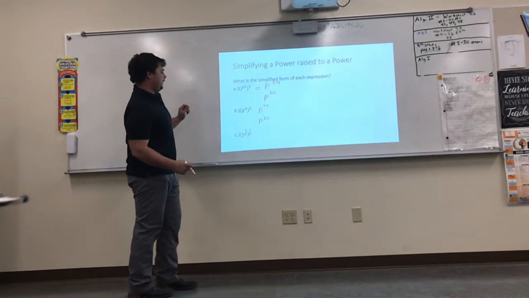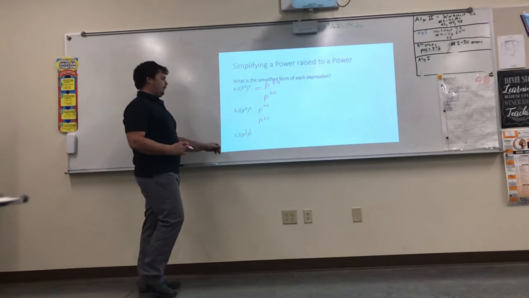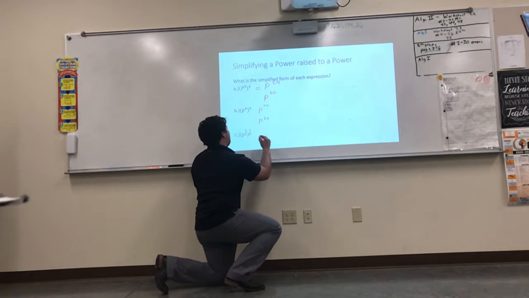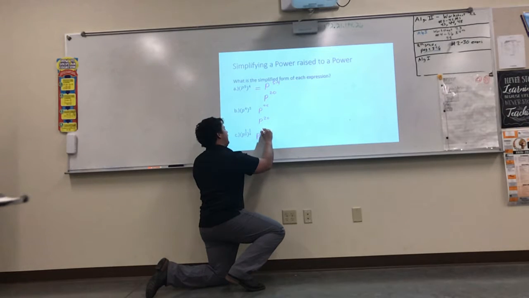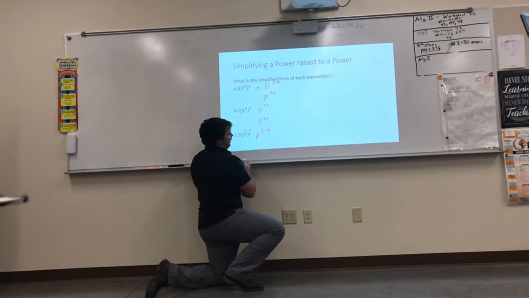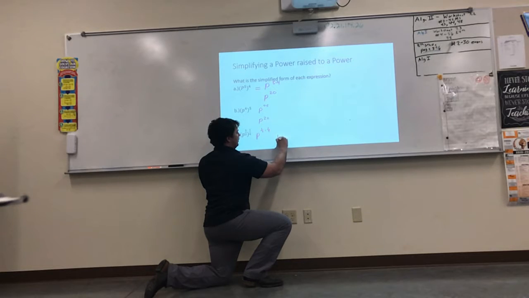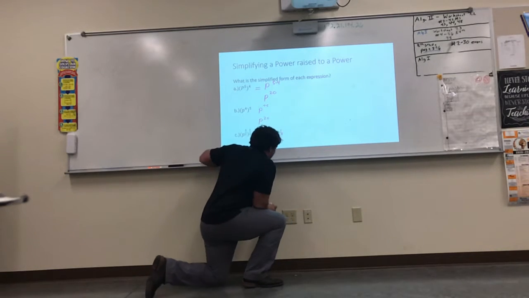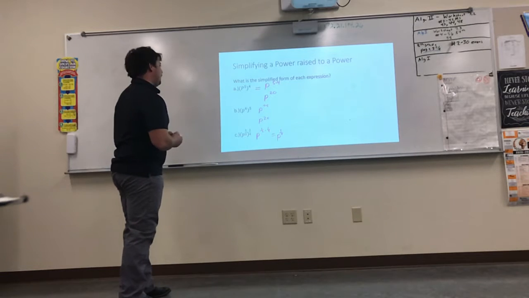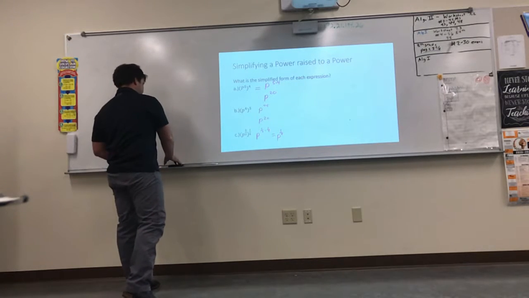Alright, here we have (p^(1/2))^(1/4). So we have p raised to the 1/2 times 1/4, which means we've got to multiply our fractions here. 1 times 1 is 1. Alright, 2 times 4 is 8. So we get p^(1/8). Alright, not too hard so far.